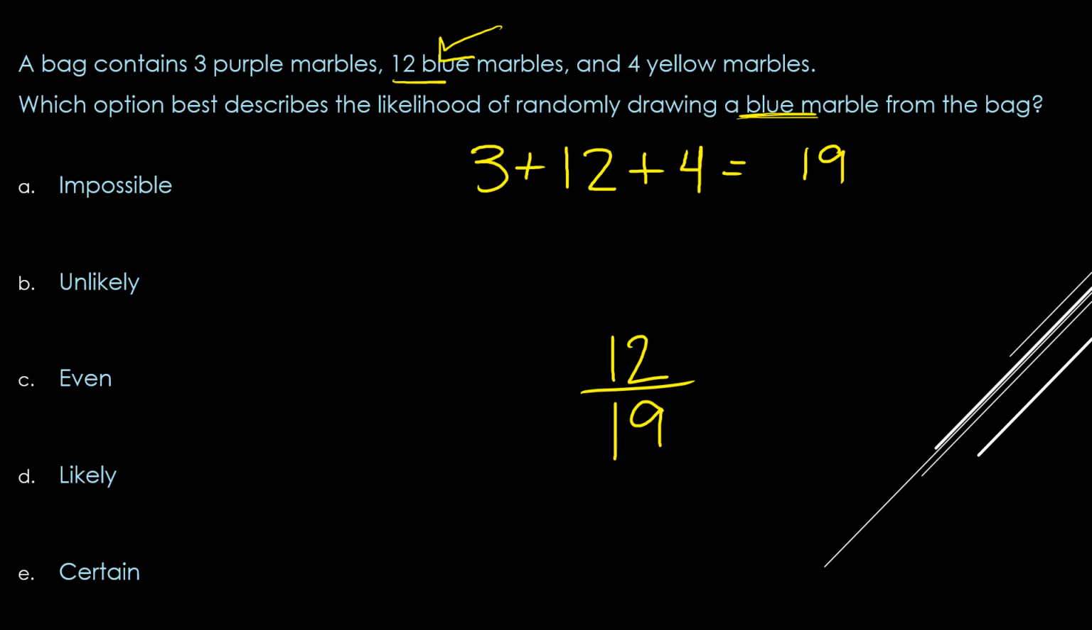Now that's definitely more than a 50-50, right? So it's more than even, but it's not 100% either, which means that it is likely that I will pick a blue marble, also because there's 12 blue marbles and then there's 7 of all the other colors. So you don't necessarily have to find the probability. You can just kind of think about this question. There's way more blue marbles in this bag than any of the other colors combined, which means that the chance of me picking that blue marble is going to be pretty likely since there's so many of them.